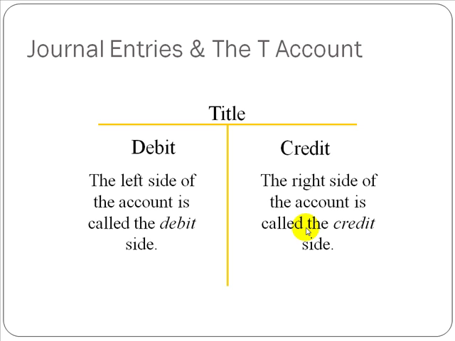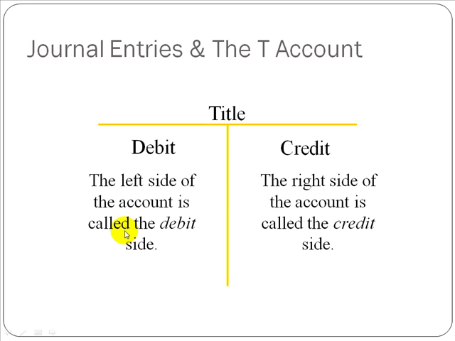Now, journal entries and the T account. The first thing you need to understand is that a T account is just a brainstorming representation of how a transaction will be treated, and we use this as a brainstorming session. On the T account, notice that it represents a T. You write the title of the account here. The left side is always going to be the debit side. The right side is always going to be the credit side. Every T account will be listed this way.